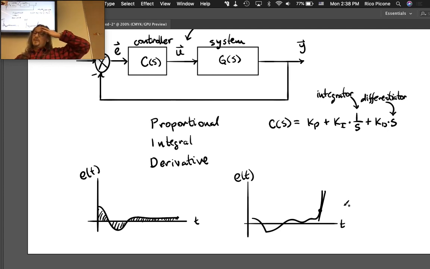Now, this one's dangerous because what we're usually doing is getting a signal that's actually noisy. So if this signal is noisy, I'll just draw another one on top of it here.